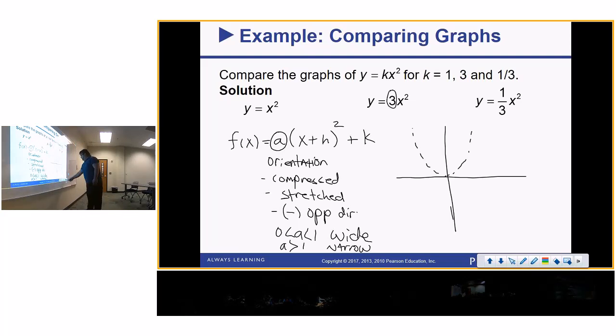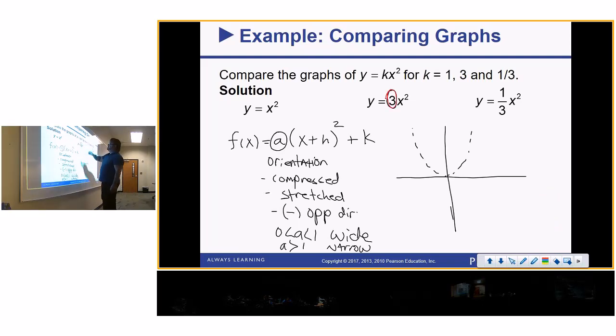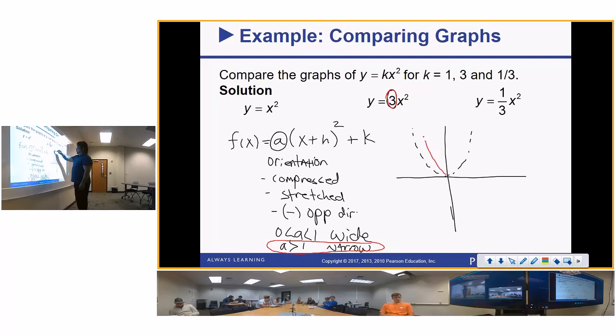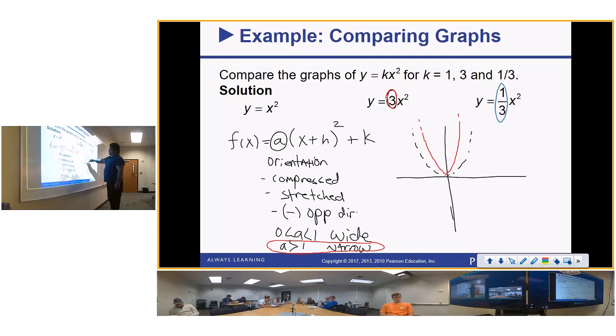Now what does this do? We'll do that in red. Again, I don't want you to plot it. I just want you to, what does 3 tell us? 3 is greater than 1, so it's going to be narrower. What is 1/3? Wider. It's going to be wider.